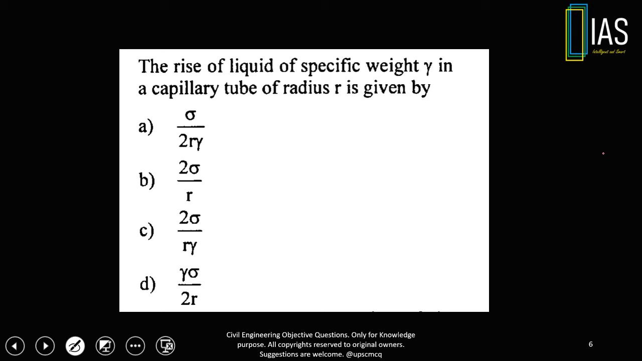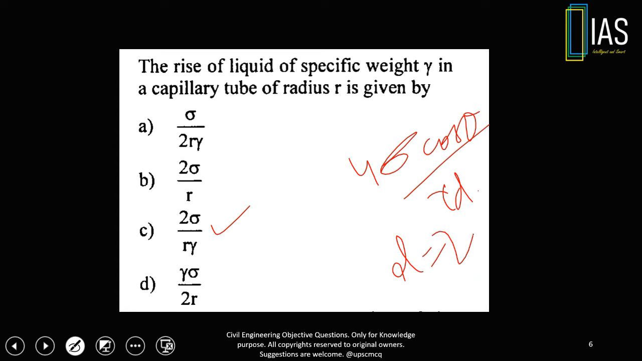Now, the rise of liquid of a specific weight gamma in a capillary tube of radius r is given by, yes, we know that it is 4 sigma cos theta upon gamma d. Therefore it is 2 sigma upon gamma r, since d is equal to 2r.